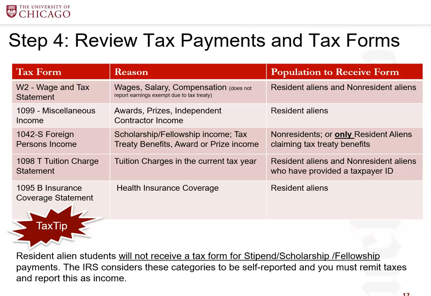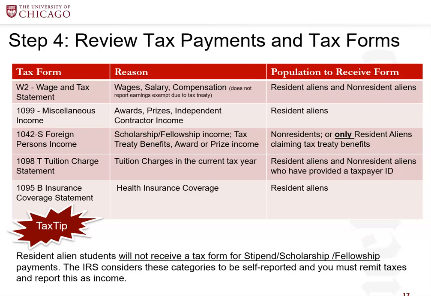Scholarship, fellowship income, tax treaty benefits, and award and prize income for non-residents and residents claiming tax treaty benefits is reported on a 1042-S form. Those were mailed in the last week of February, so they should have arrived if your mailing address was correct. If not, digital copies are available. You can email grad help for more information about that.